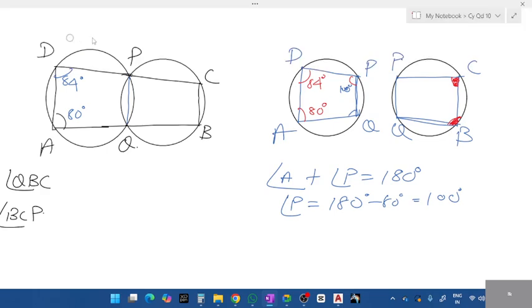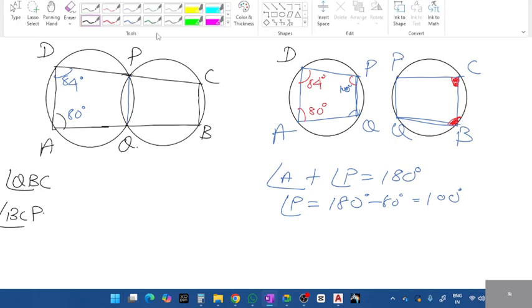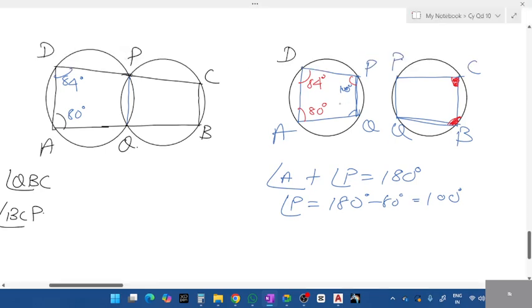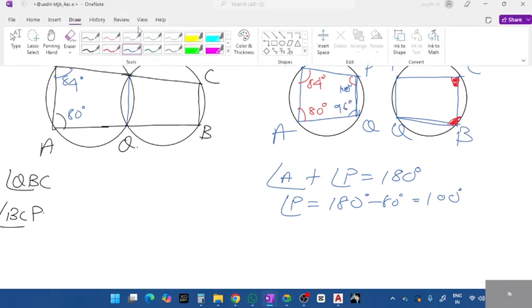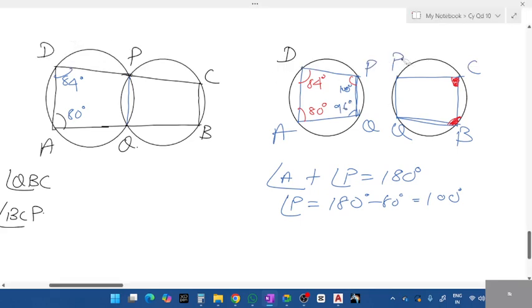180. Angle D, not P. Angle D plus angle Q is equal to 180. 180 minus 84 is 96. Yes, 96 degrees.